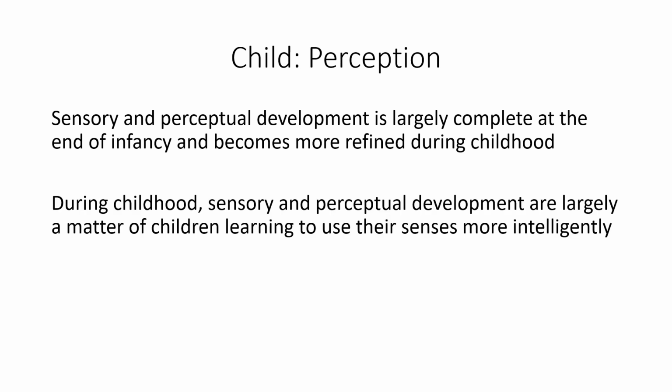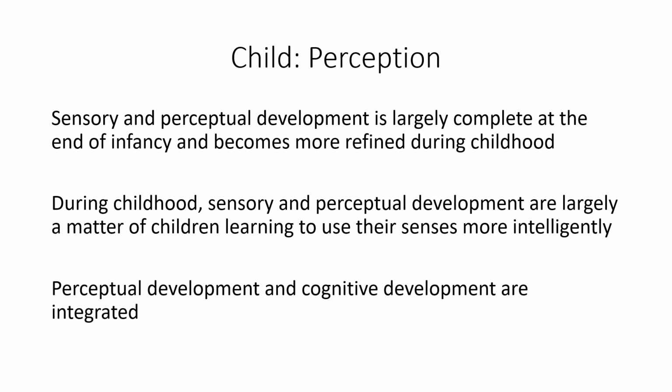During childhood, the sensory and perceptual development is largely a matter of children learning to use their senses more intelligently. Basically learning to do things like catch a ball, not run into things, integrate all of their senses, and learning to be able to do things like read, so look at things that are there, integrating their senses and developing them and learning to use their senses in an intelligent way. And perceptual development and cognitive development are closely integrated. So perception and cognition are basically overlapping.